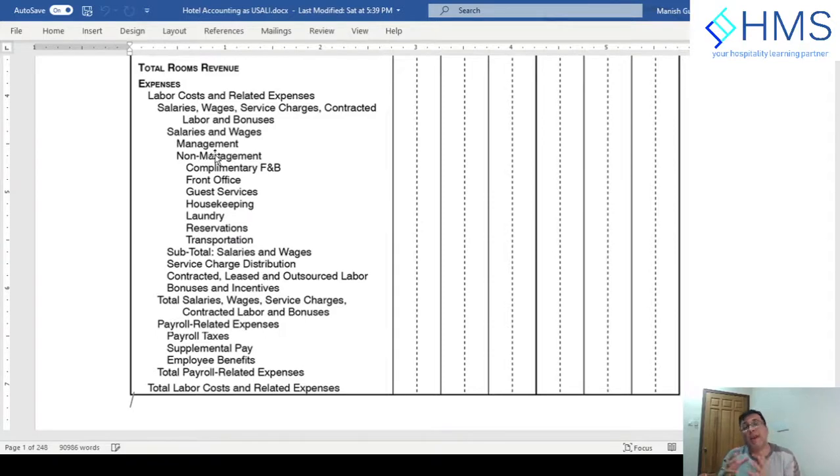Maybe somebody doesn't have a laundry department. Maybe somebody doesn't have a transportation department. So the labor cost will be different. But if you combine them all together, there is no way you can analyze it separately.